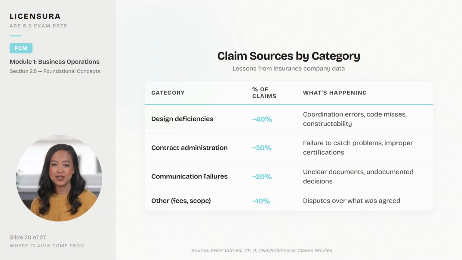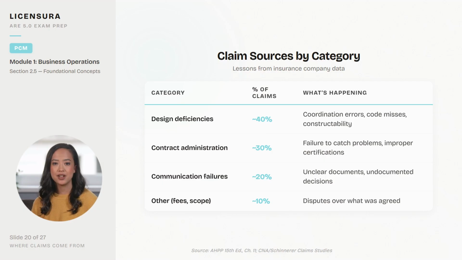Now let's get specific about what actually triggers these claims. Water infiltration is one of the biggest. It's where multiple building systems meet and the interfaces get complicated. If your wall-to-roof transition or your window details aren't coordinated properly, water finds a way in. Structural and MEP conflicts happen when your consultants work in their own silos without coordinating. The ductwork runs right through the structural beam because nobody checked.